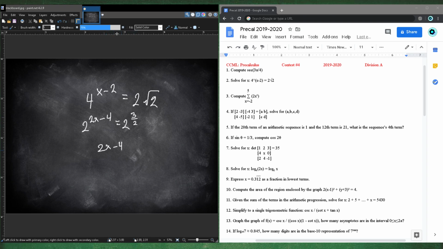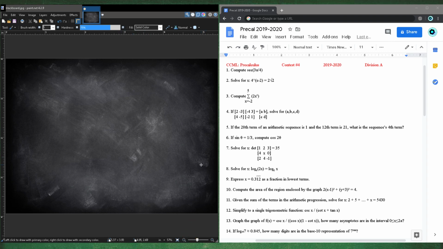So that means 2x minus 4 equals 3 over 2. Add the 4, so that is 8 over 2 plus 3 over 2, which is 11 over 2. So x equals 11 over 4. And that is your answer for number 2.